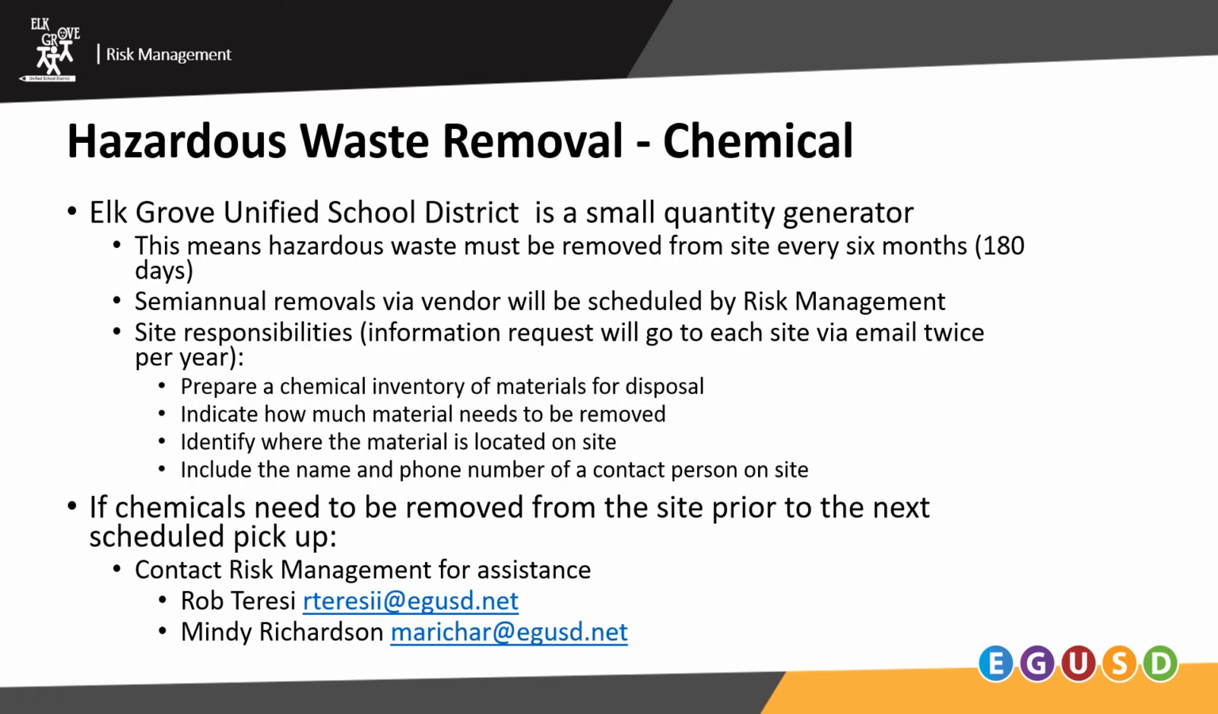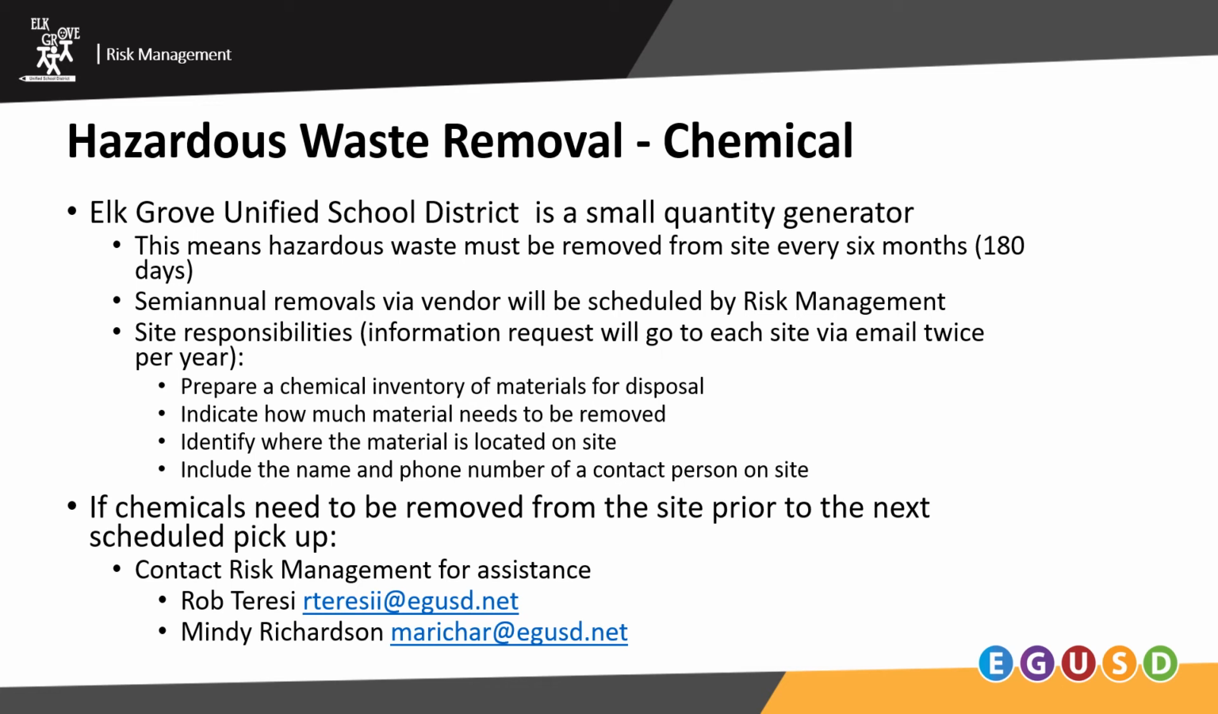Hazardous waste removal, chemical. Elk Grove Unified School District is a small quantity generator. This means hazardous waste must be removed from site every 6 months, 180 days. Semi-annual removals via vendor will be scheduled by Risk Management. Site responsibilities: information requests will go to each site via email twice per year.